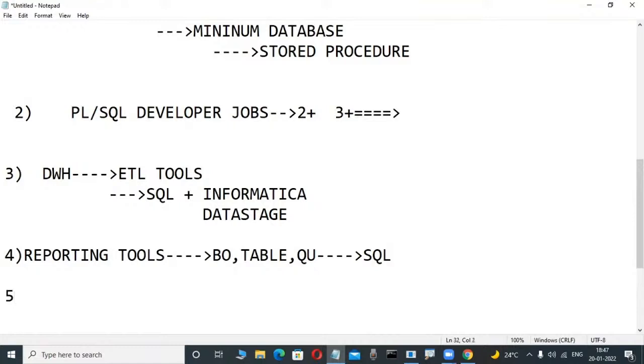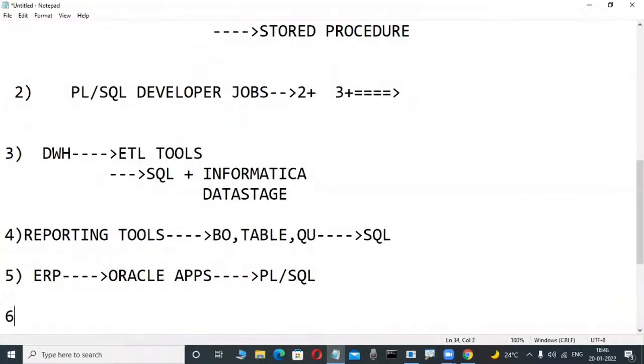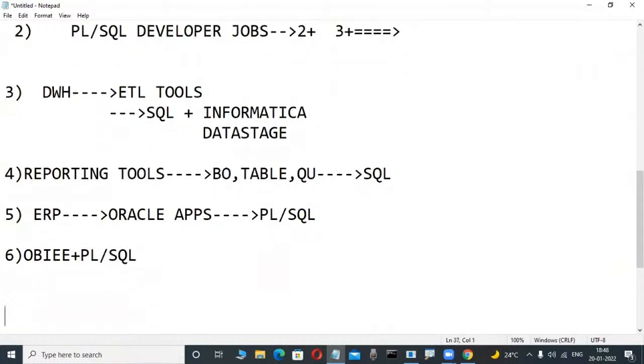Now, some programmers are interested in the ERP side, Oracle Apps. What is Oracle Apps? It is an ERP, same as SAP. Oracle Applications 11i is there. These persons need very good knowledge of PL/SQL, so they also learn these courses. Again, OBI programmers are there, this is a product, and there are PL/SQL jobs with it. Those persons also learn these courses.